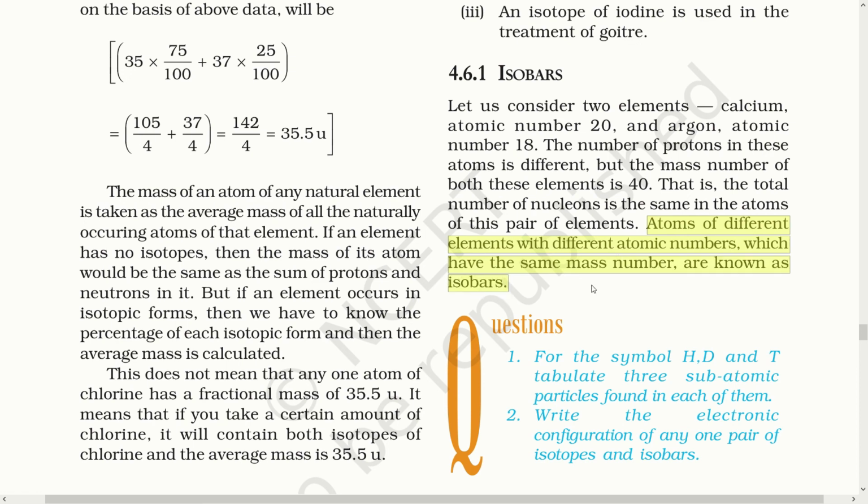So that brings us to the end of the lesson with the topic isobars. They are just opposite to isotopes. For isobars, they have different atomic numbers but the same mass number. And for isotopes, they have the same atomic number but different mass number.